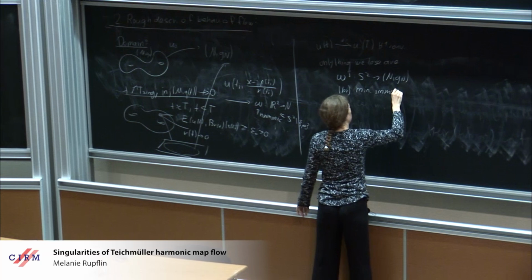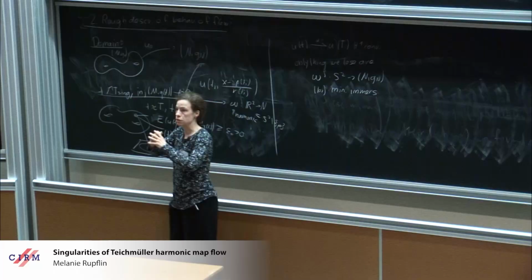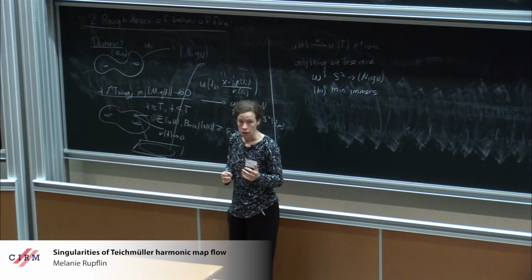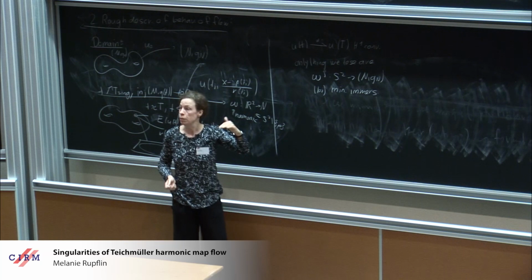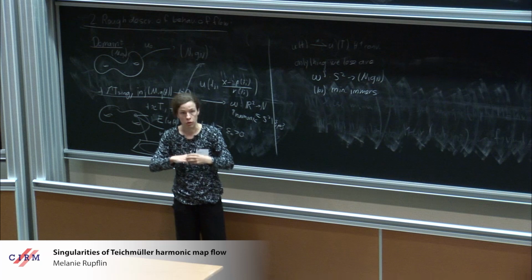So my picture here is a bit simplistic. I might have energy concentrating at different scales, so you have to do various rescalings, and what you really do is you extract the so-called bubble tree of harmonic maps. But you can show, and this is all work already known in the 90s for harmonic map flow, that if I take u(t) and I subtract suitably scaled bubbles, then the convergence is actually strong H1, so you don't lose any energy, and you also don't lose necks, so everything is nice and connected. So you really can say the only thing you lose are minimal immersions.